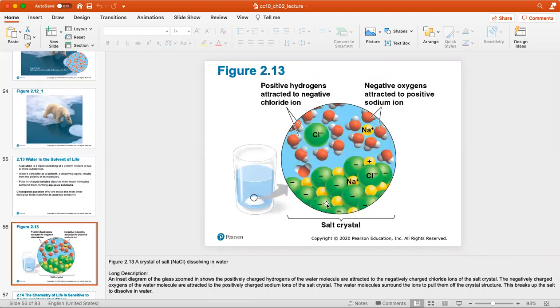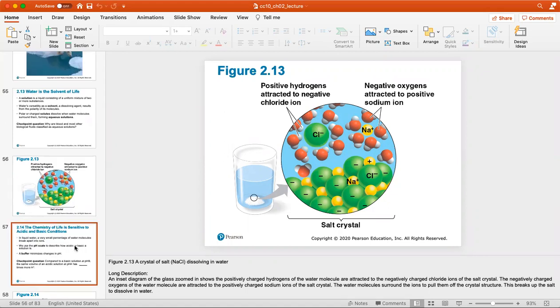So this is a look at a salt crystal. Let's say we have a glass of water and we put some salt in the water. How does the salt actually dissolve in the water? Well, we have positive hydrogens attracted to the negative chloride ions, and negative oxygens are attracted to the positive sodium ions. So water, because of its polarity, meaning it's positive and negative on either side, will pull apart the sodium chloride salt crystal. When it pulls apart the sodium and chlorine, it will dissolve the salt itself within the water.